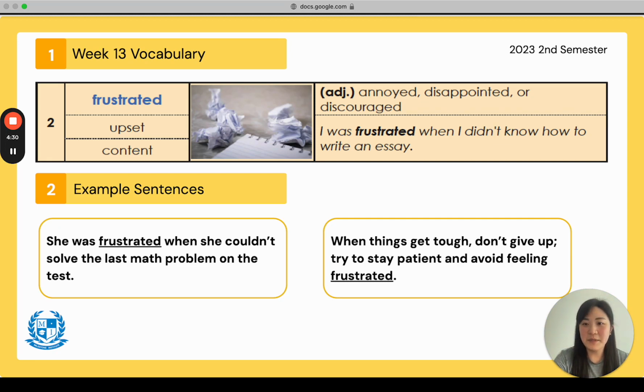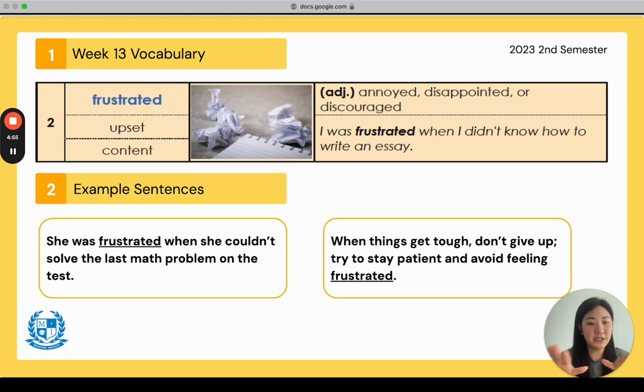Good. At the bottom, she was frustrated when she couldn't solve the last math problem on the test. So you're taking your test and you're like, I'm almost done. The last question. You're like, what is this? I don't know what this means. And you're like, I'm so annoyed. I don't know what to do. I'm so frustrated. I'm so discouraged. Frustrated.